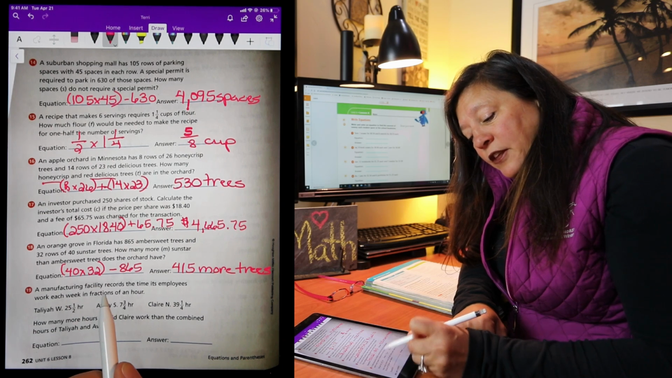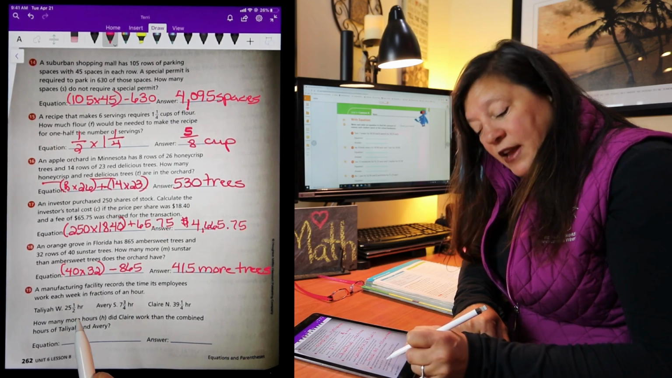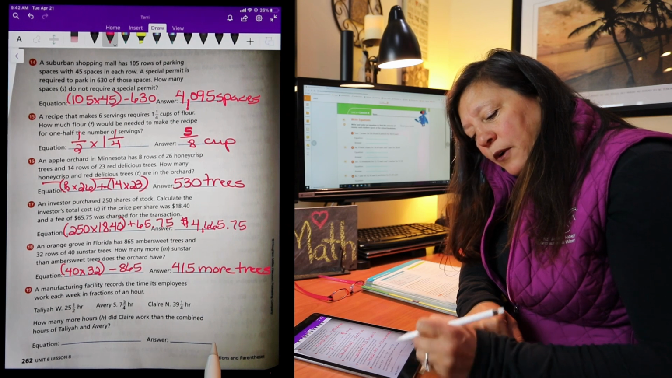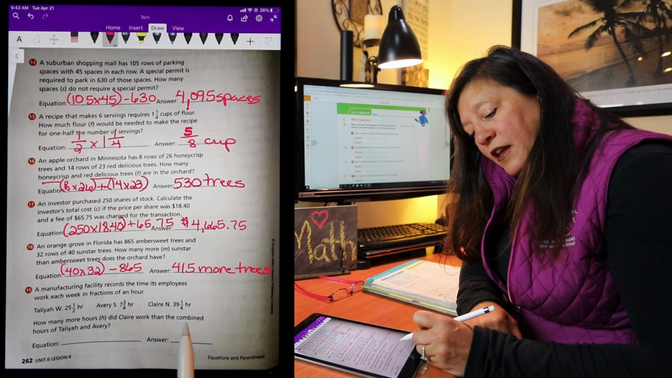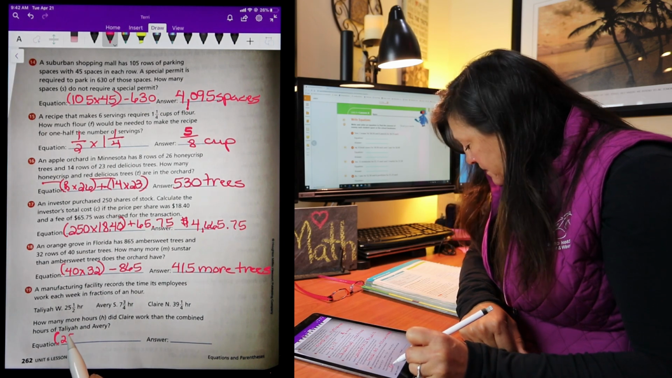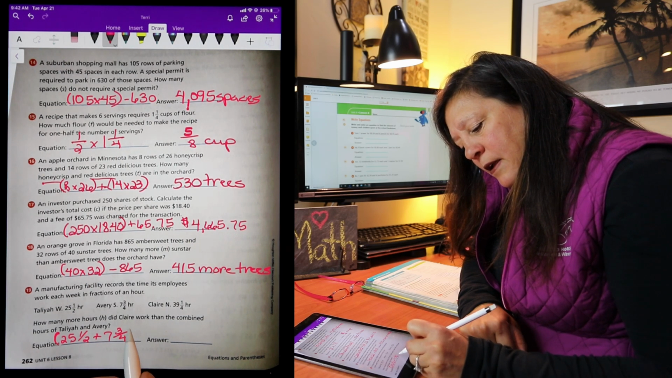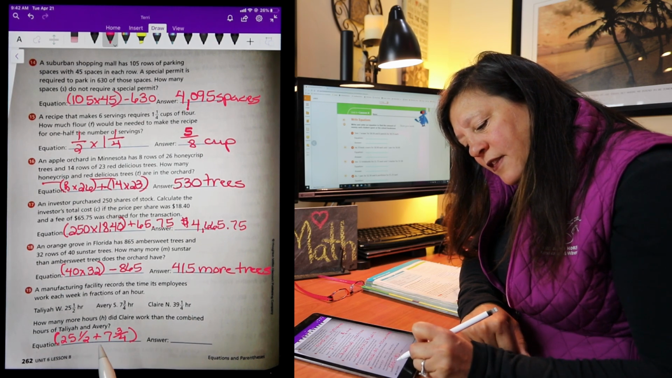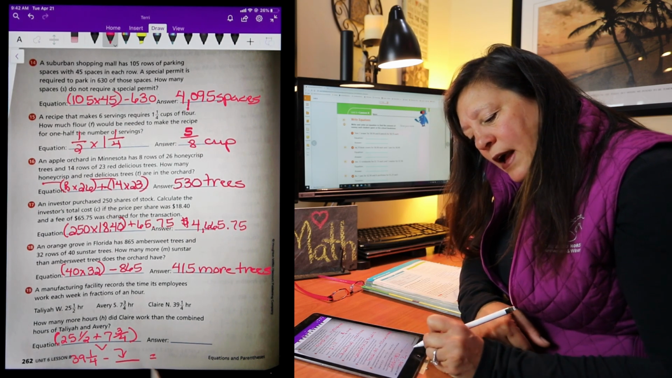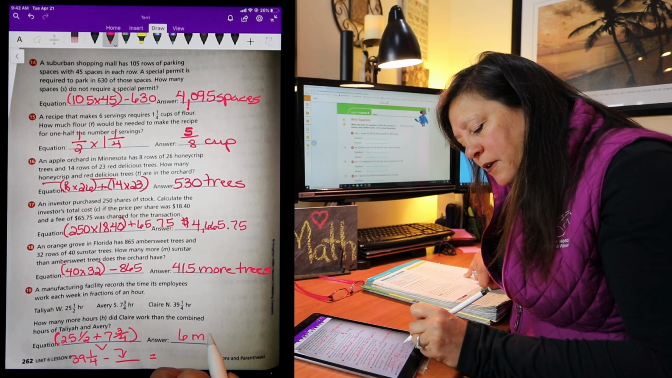Number 19, a manufacturing facility records the time its employees work each week in fractions of an hour. Talia works 25.5 hours, Avery works 7 3/4 hours, and Claire works 39 1/4 hours. How many more hours did Claire work than the combined hours of Talia and Avery? Well, first we need to figure out what their hours are, Talia and Avery. Then for Claire, we're going to take this number and subtract it from Claire's to figure out how many more hours Claire worked than the both of them combined. Your answer when you're all done should be 6 more hours.